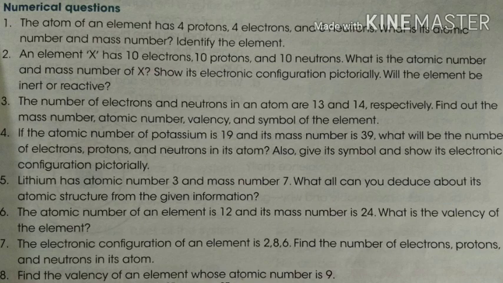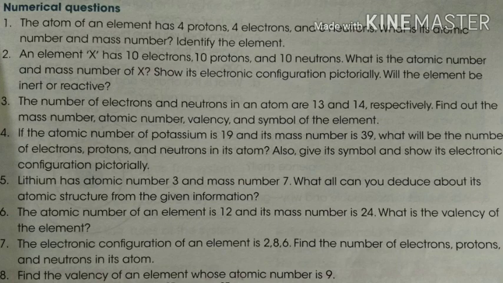Question 6. The atomic number of an element is 12 and the mass number is 24. What's the valency of the element? I already told you how to find out the valency of an element from its atomic number. First you have to write the electronic configuration. Here the atomic number of the element is 12. Therefore its electronic configuration is 2, 8, 2.